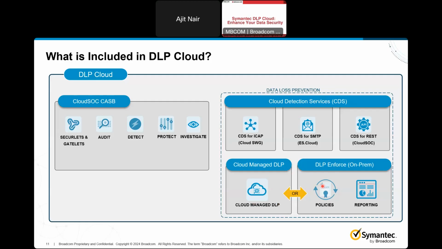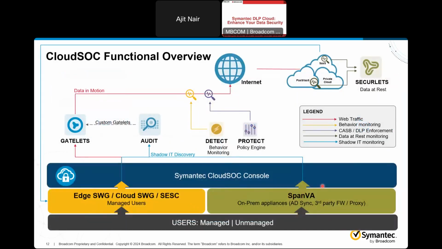So let's have a functional overview of CloudSOC. How does this come into the picture, how does this come to life? DLP Cloud is composed of CloudSOC CASB and those CDSs which I mentioned in the previous slide, CDS for email and CDS for ICAP, right? But let's focus on the functionalities over here.